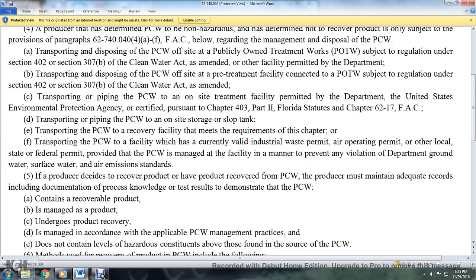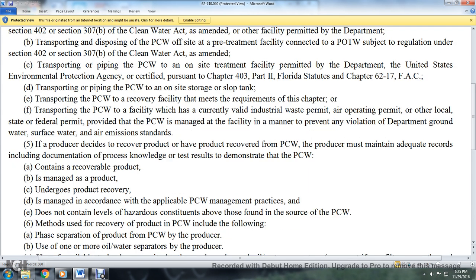the Department's ground water, surface water, and air emission standards. If the producer has decided to recover the product from the petroleum contact water, the producer must maintain adequate records, including documentation of the process and the results of the demonstration that the petroleum contact water contains the recovery product, and is managed as a product undergoing product recovery in accordance with the applicable petroleum contact water management practices. It does not contain levels of hazardous constituents above those found with the source of petroleum contact water.